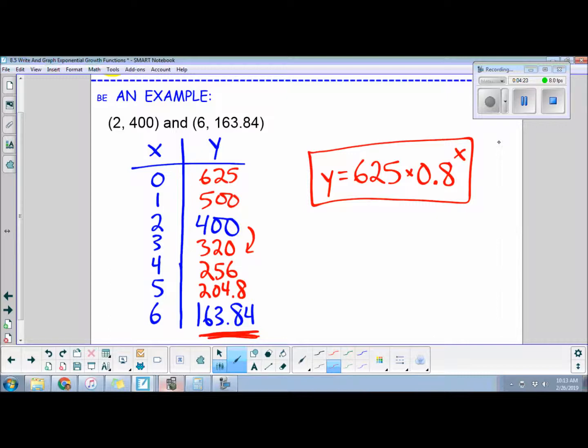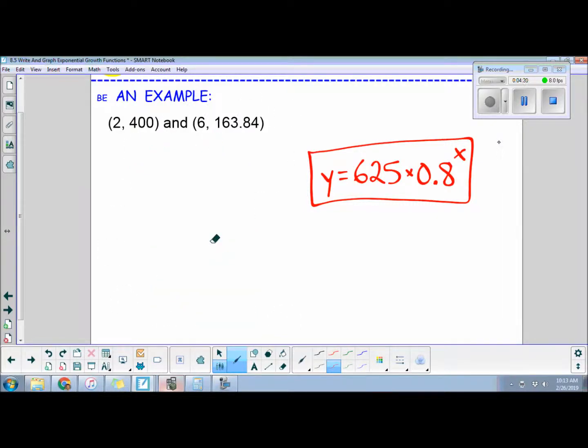And the book is going to do this a little bit differently. And I'm going to go ahead and try their strategy and see if I can end up with the same thing. The book knows that all exponential equations are in the form y equals a times b to the power of x. So all I'm going to do is fill in the information that I'm given. Like, hey, do I have a y value? Yeah, I do. Here's one.